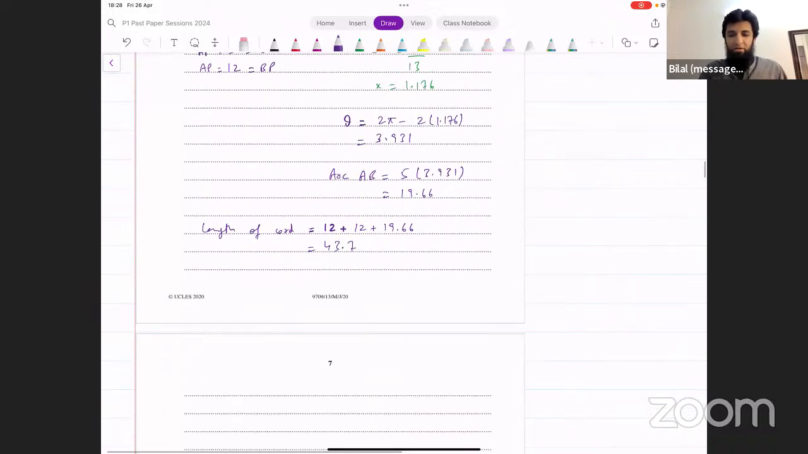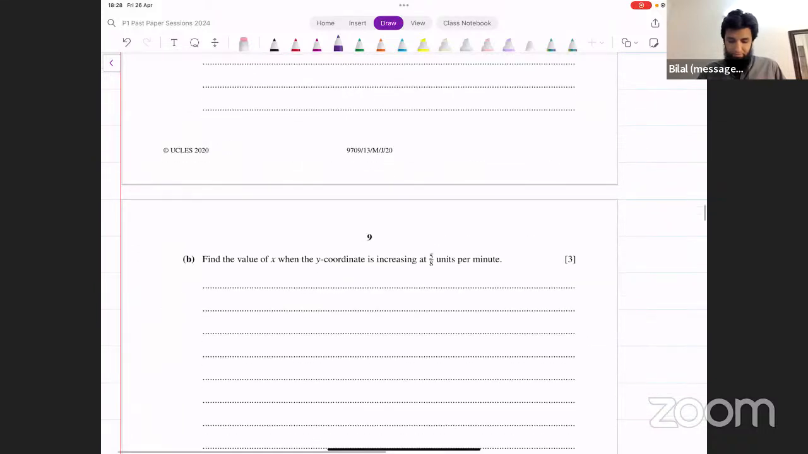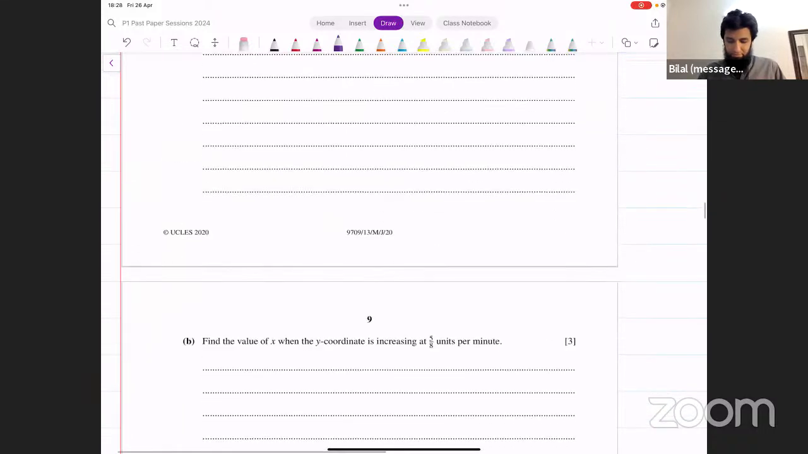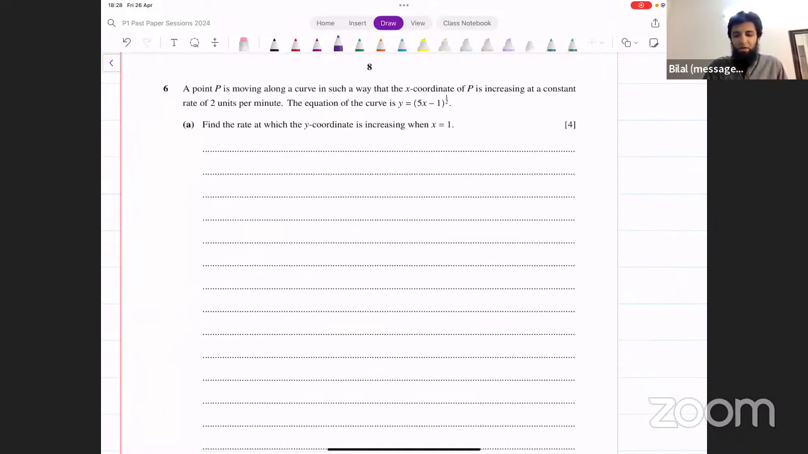Okay, let's have a look at the next one now. So the next one is question number 6. Okay, again, it does not look that difficult. Let's try this. A point P is moving along a curve in such a way that the x coordinate of P is increasing at a constant rate of 2 units per minute. So that's dx over dt, rate of change of the x coordinate, dx over dt, that equals 2. Equation of the curve is y equals (5x minus 1) to the power 1 over 2. Find the rate at which the y coordinate is increasing when x equals 1.